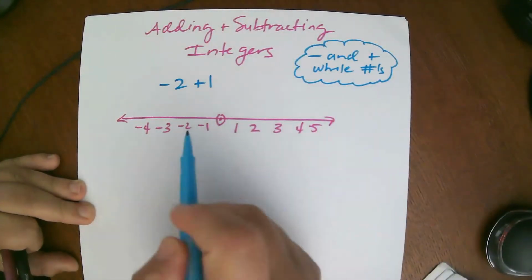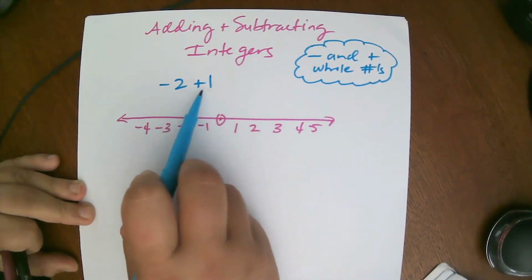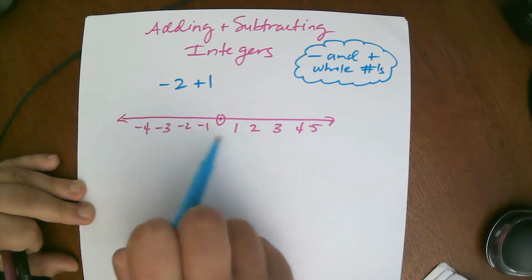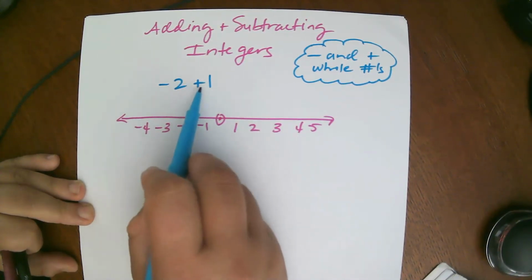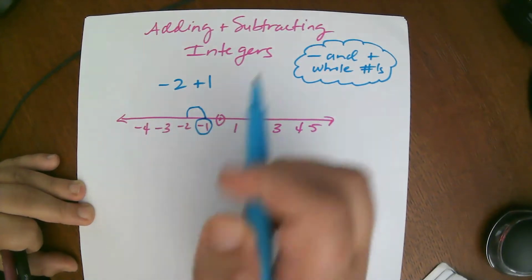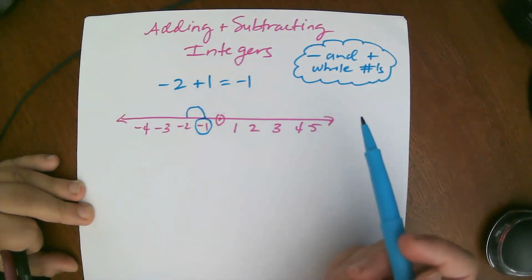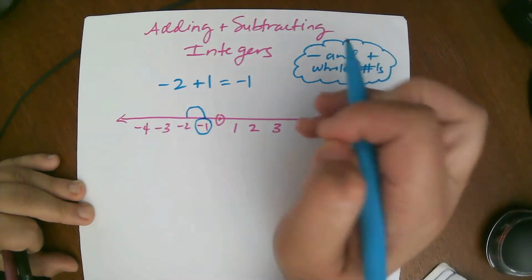So say I had -2 plus 1. Well, first I would start off at -2, and I would move in the positive direction. So I would move towards the positive numbers. I'd move one spot towards the positive numbers, and that would leave me with -1. So -2 plus 1 equals -1.